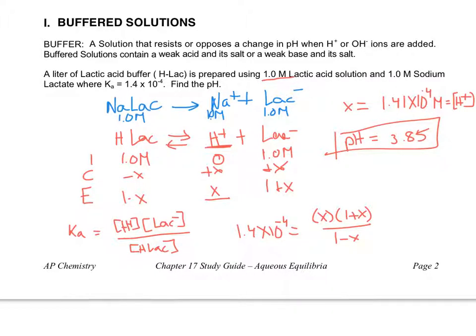And remember that a buffer does not need to have a pH of 7. This buffer is acidic. If it's going to be a weak acid with its salt, obviously it's going to be acidic. If it's going to be a weak base and its salt, obviously it's going to be basic. So in this case, it's an acid with its salt, so it's going to be acidic. And so this buffer system will hold the pH at 3.85, or pretty close to that.